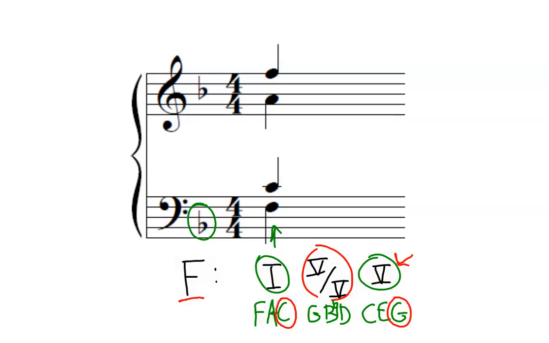Anytime you're going from a 1 to a 5 of 5, you're not going to see any common tones. So let's figure out our bass note here. These are all in root position. So I'm going to go F, G, C. That's probably actually a half note.